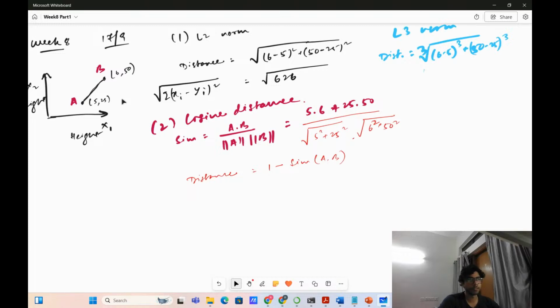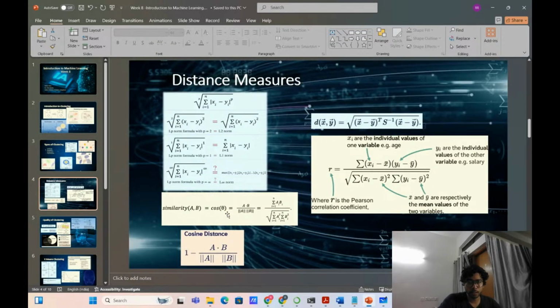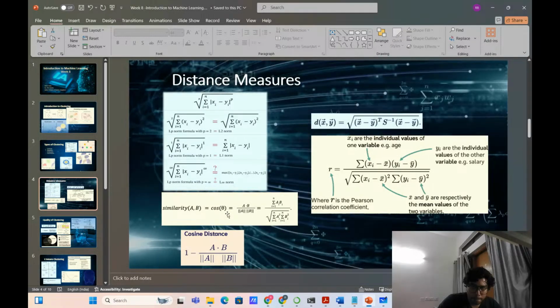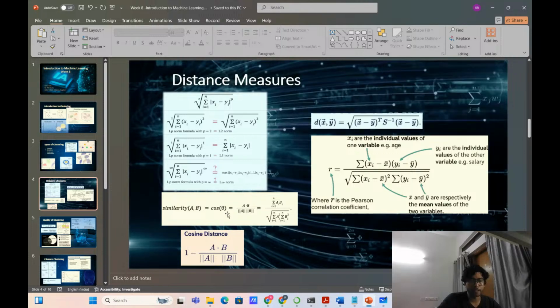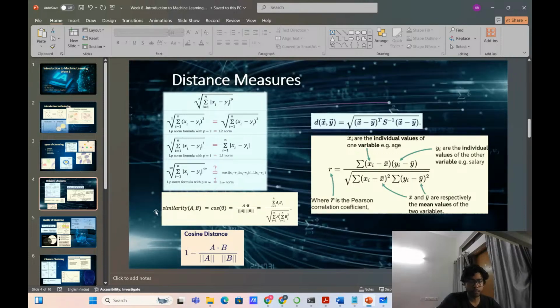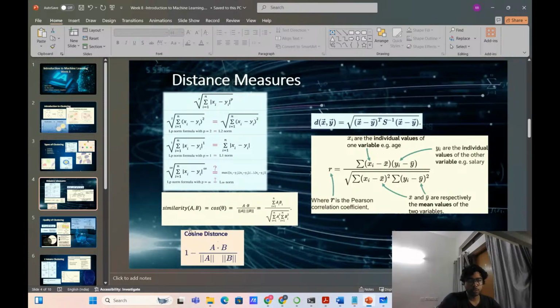Okay, any questions? Yes, this is the cosine similarity. If you see the formula, right. So yeah, that's it.